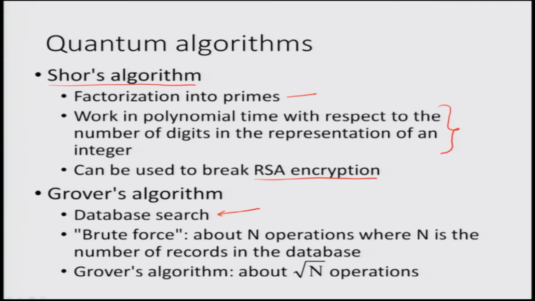The brute force technique for doing a database search requires about n operations, where n is the number of records in the database, which means that as the problem size becomes larger, it becomes increasingly difficult to address the problem. Grover's algorithm, on the other hand, which utilizes the quantum superposition principle, can be achieved in about root n operations.